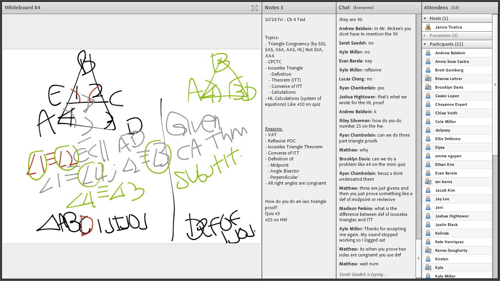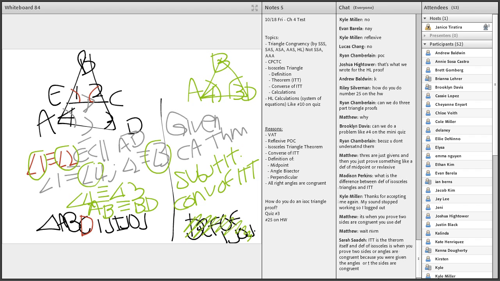I kind of jumped to conclusions. Then I can say that AB is congruent to BD by converse of isosceles triangle theorem. So when do you use converse? When you're given angles are congruent, then the sides are congruent. That's when you use converse. Oh, and so how are they isosceles? It is definition of isosceles.